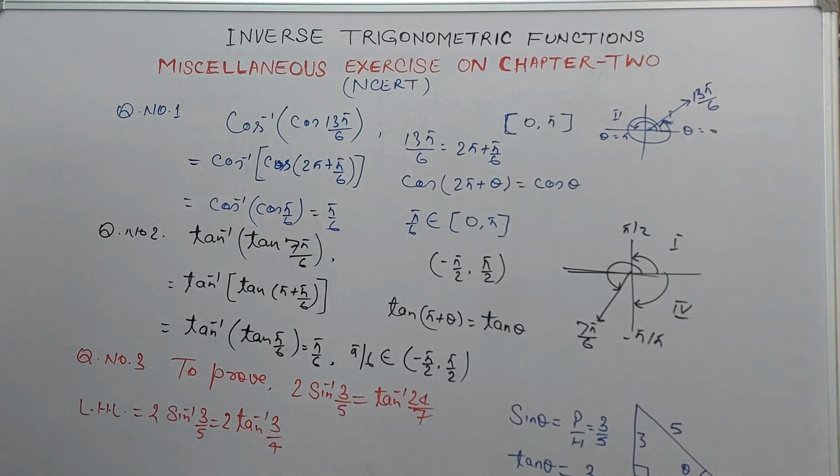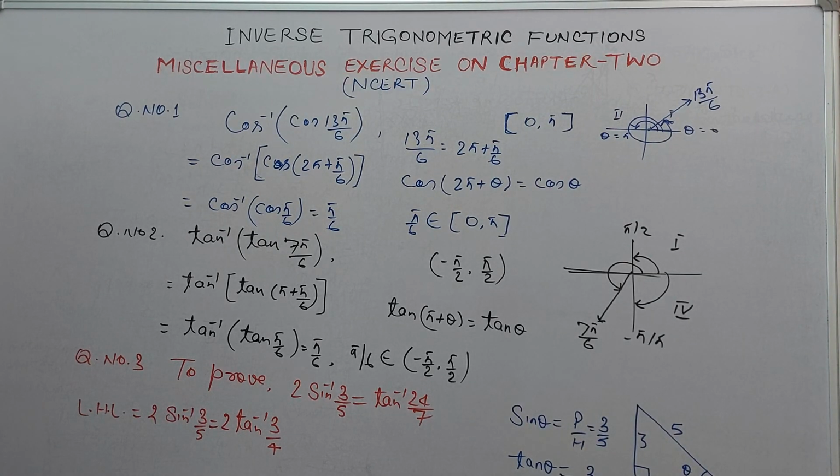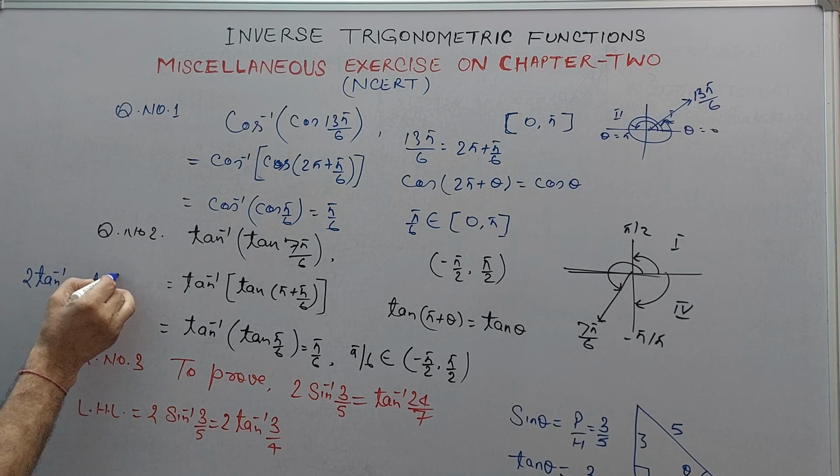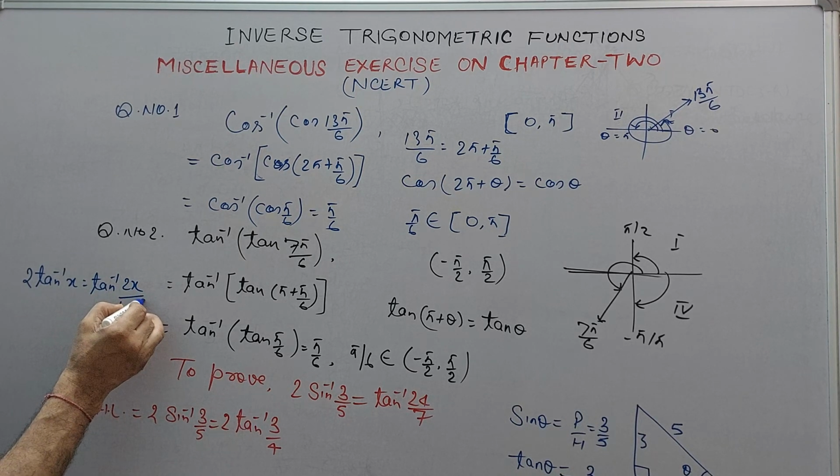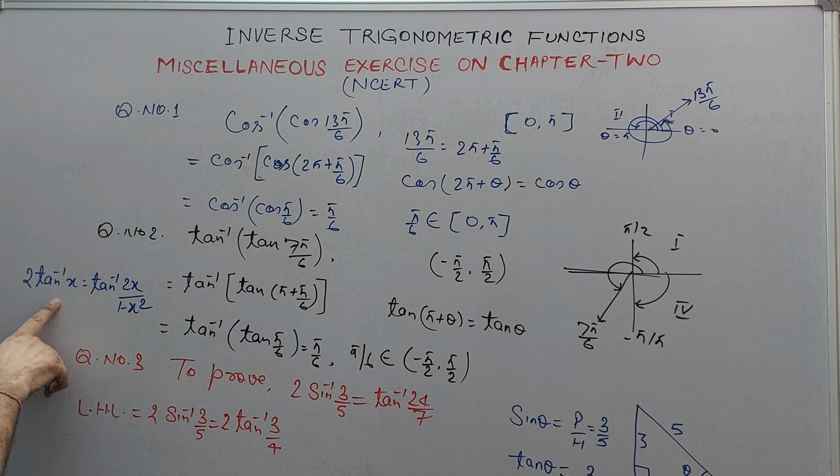So using the formula here, this is the formula for this problem. 2 tan inverse x is equal to tan inverse 2x divided by 1 minus x square. This is the formula we will use here, the format of 2 tan inverse x.